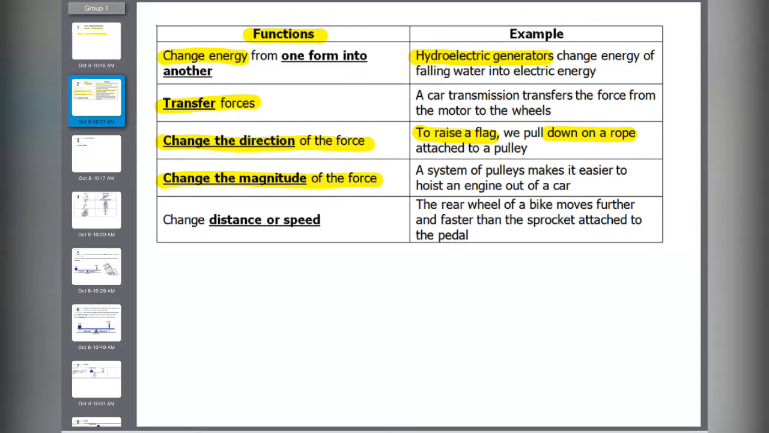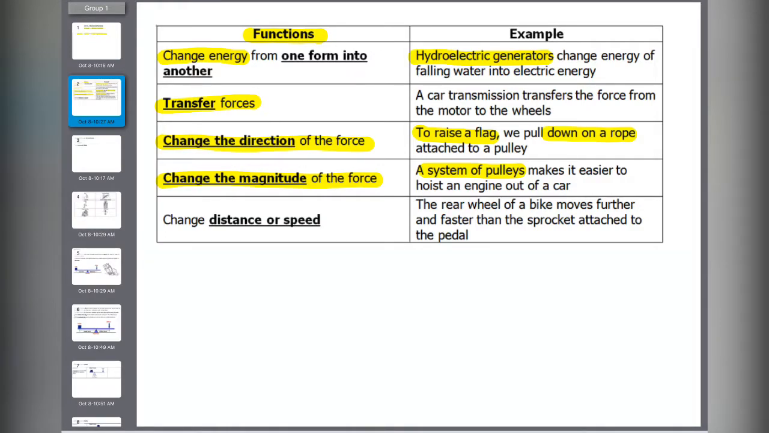Okay, and number 4 is the change of magnitude. Magnitude means how strong the force is, and it's very easy and also very useful. For example, a system of pulleys will make it easier to hoist an engine out of a car, right? We have the upward pulling force. Later on we're going to calculate that with different numbers of upward strings, we can make the actual force of pulling a lot less.